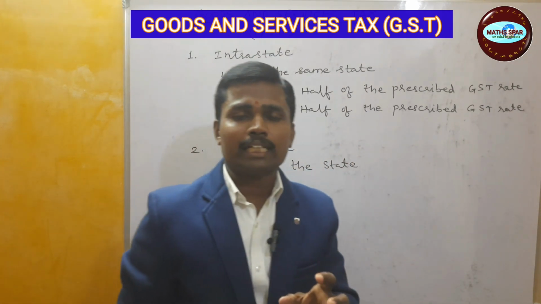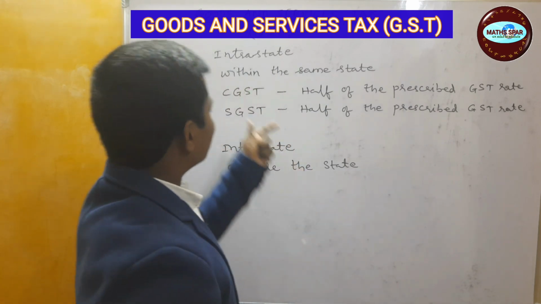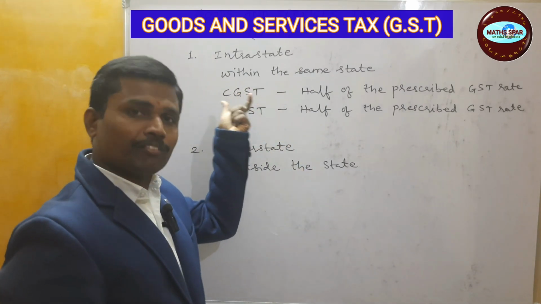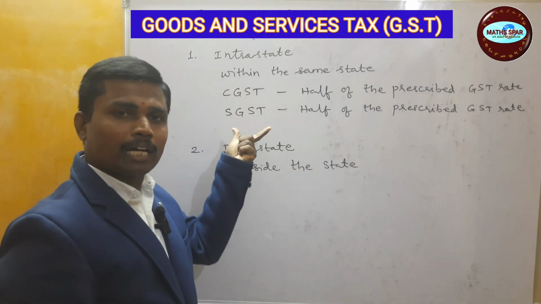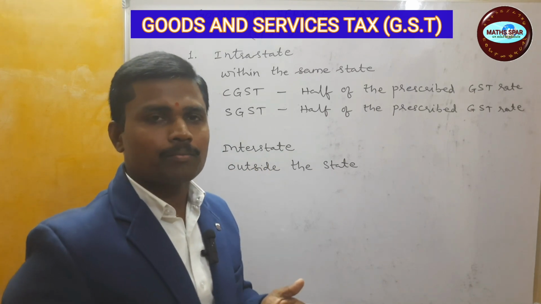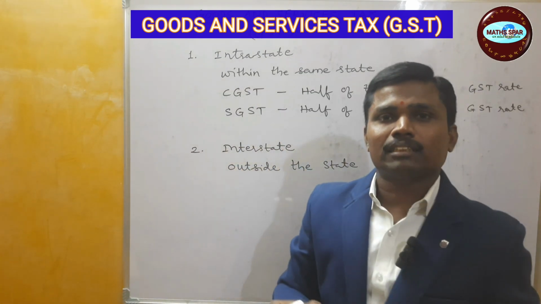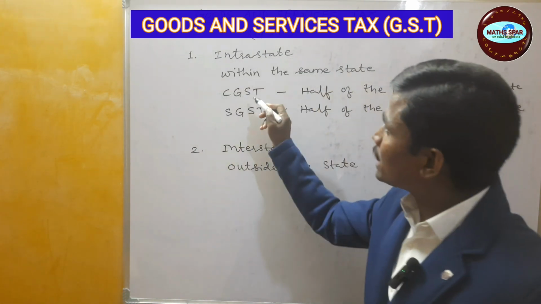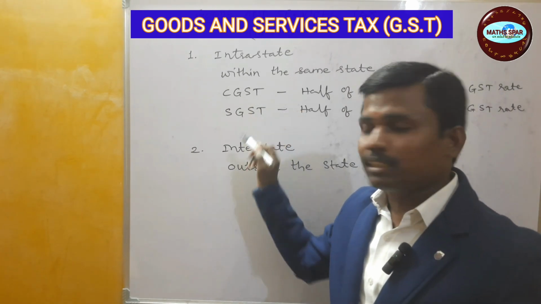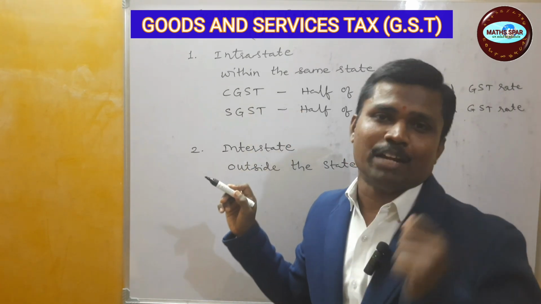If the GST rate is 5%, CGST will be collected as 2.5% and SGST will be collected as 2.5%. If the GST is 18%, CGST will be collected as 9% and SGST will be collected as 9%.